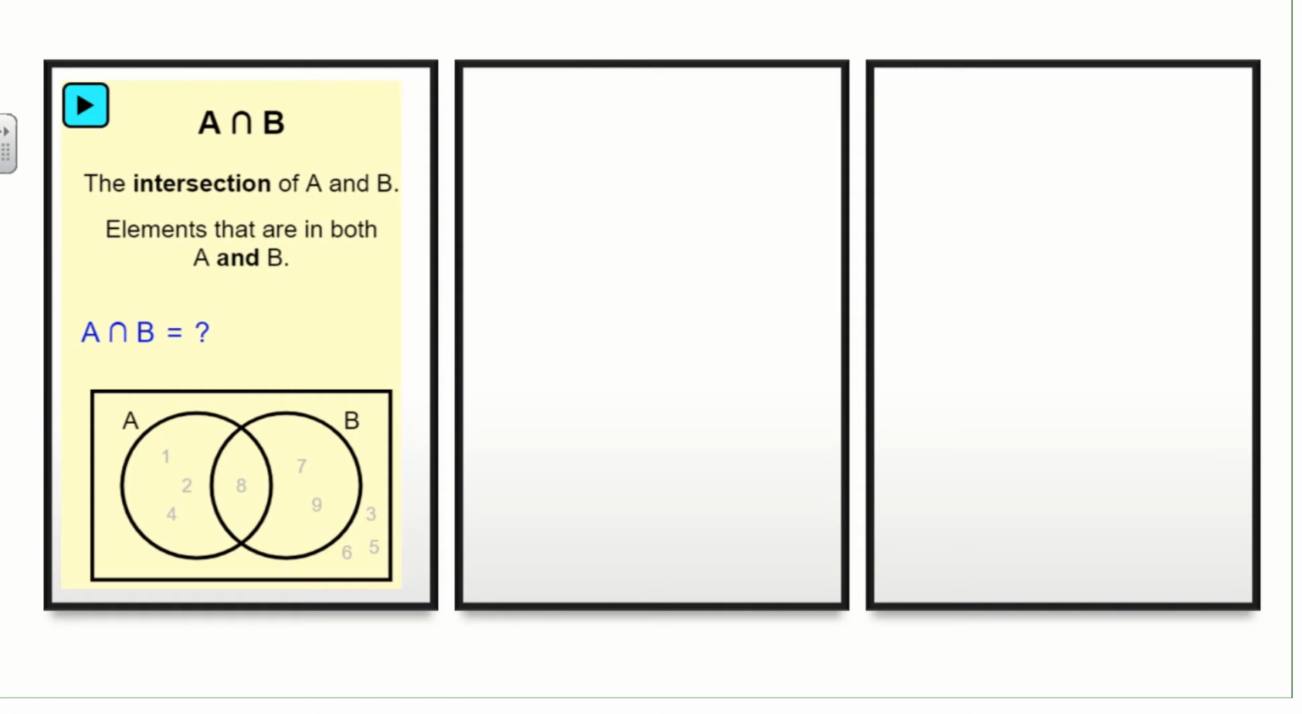Okay, so we're now going to look at going through some new notation. First of all, we've got what is called the intersection of A and B. This symbol is something that's going to be really important for us to be familiar with and recognise. The intersection of A and B are elements that are in A and B. So looking at this Venn diagram, we're looking for numbers that are in circle A and in circle B. That's the bit in the middle here. So the intersection of A and B is just going to be 8.